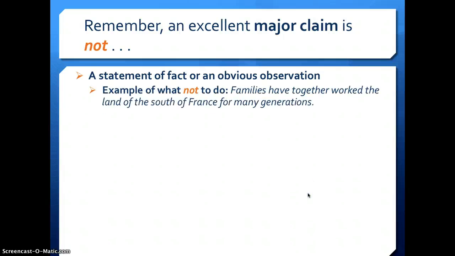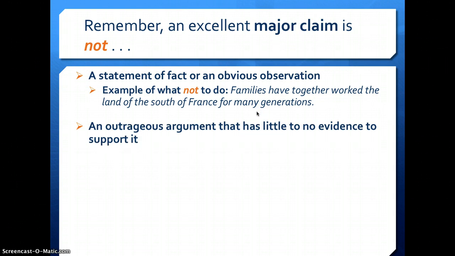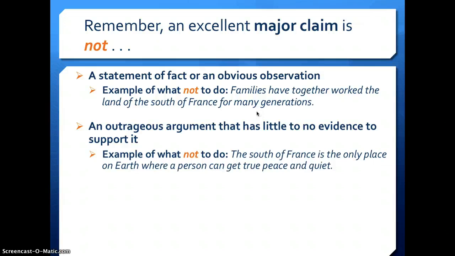So let me give you an example. This is an example of what not to do. Families have worked the land of the south of France for many generations. Well, that's obvious. That's a fact. We know that. There's nothing to prove. I guess I could try to highlight a family that's been there for years and years, but it's pretty obvious. It is not an outrageous argument that has little to no evidence. So again, what not to do.